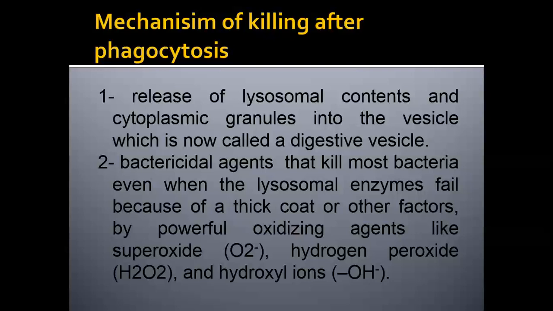How? By producing powerful oxidizing agents, which are the oxygen free radicals like the hydrogen peroxide, the superoxide, and the hydroxyl ions. These are produced either by the granules in the wall of the phagosome or by peroxisomes, which are special types of organelles present inside the white blood cells. These substances are very lethal. Even in small quantities, they can kill the offending agent.